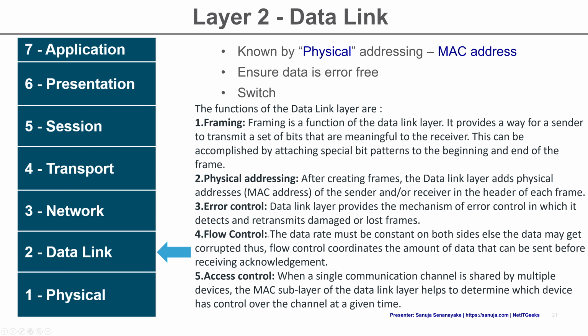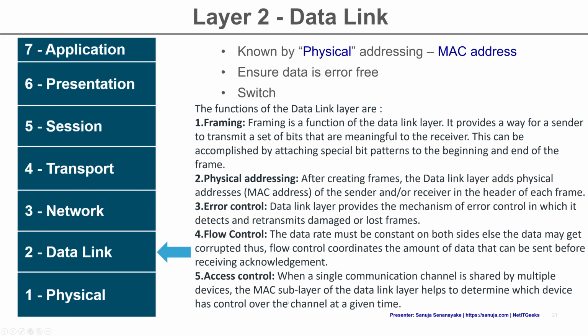And why is flow control important? Because it prevents data corruption and it prevents the transmission of multiple data streams at the same time, causing those streams to crash into each other and causing errors in the communication. So that's why flow control happens, and that happens at layer 2.